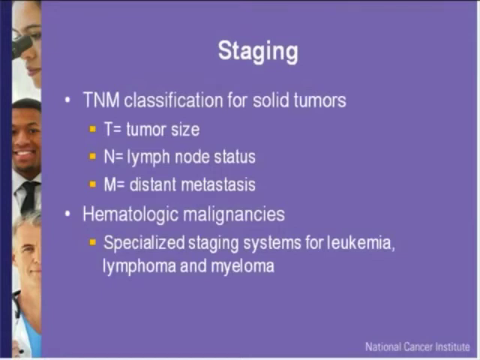Hematologic malignancies, on the other hand, have very specialized staging systems. These are applied to leukemias, lymphomas, and myeloma. And it's important to know about staging that lots of evidence is collected looking at disease over time, and the purpose of these staging systems is to be able to provide prognostic information and integrate that with informing decisions about treatment.